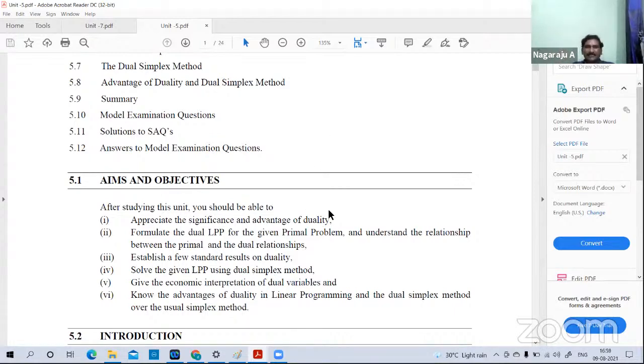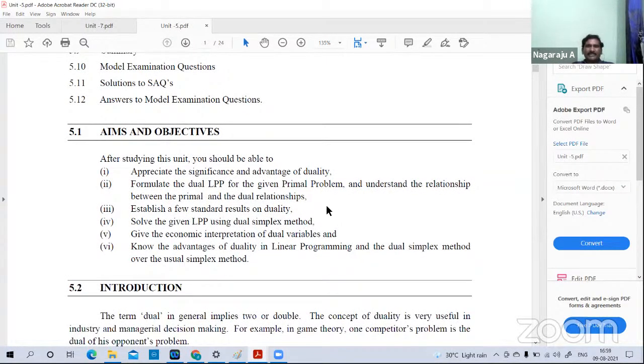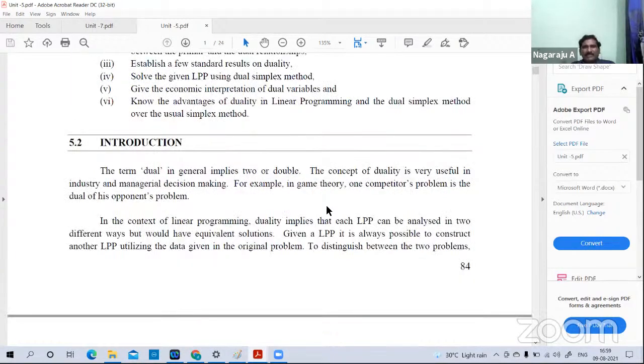What is duality and the primal linear programming problem? What does dual mean? It is 1 or 2, that is the word. 2 means dual. Dual means primal and dual. Both will give the same results, but from a decision point of view, the analysis will have an effect on the duality.